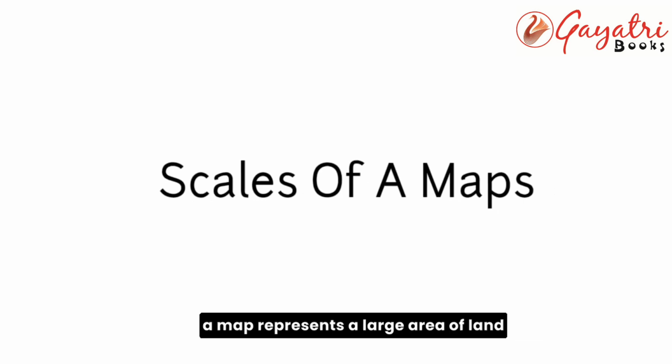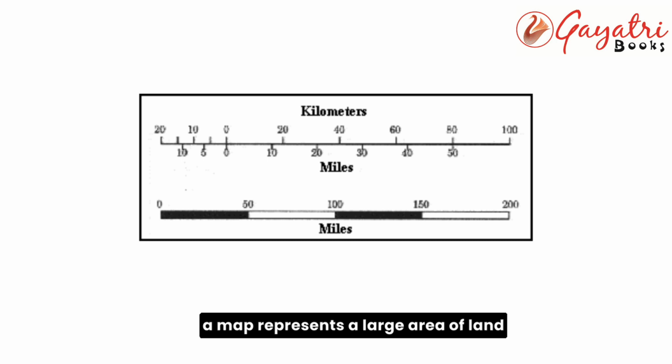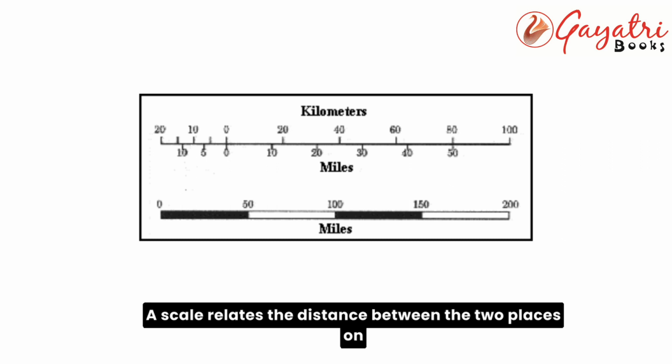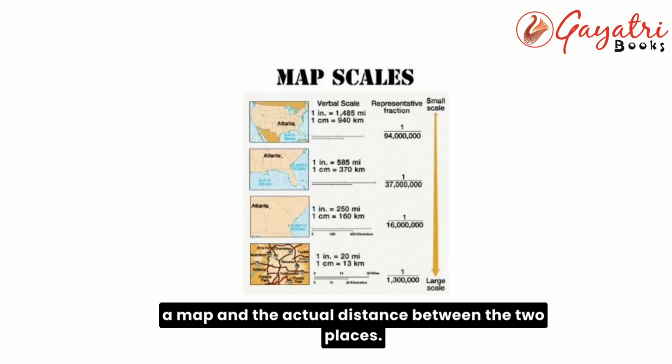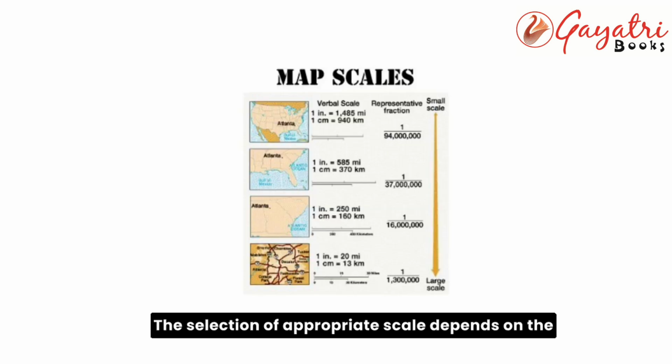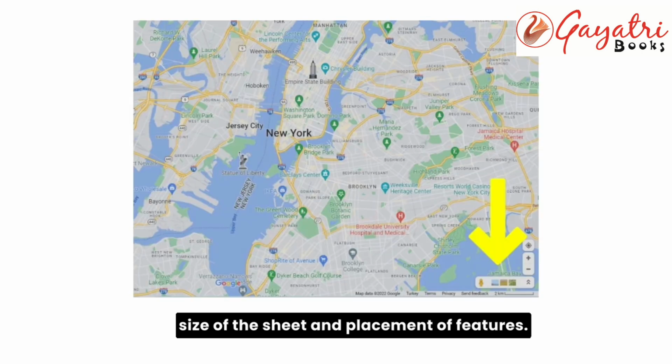Scales of a map. A map represents a large area of land on a small picture, so we need a scale to draw it. A scale relates the distance between the two places on a map and the actual distance between the two places. The selection of appropriate scale depends on the size of the sheet and placement of features. It is always written in a corner of every map.